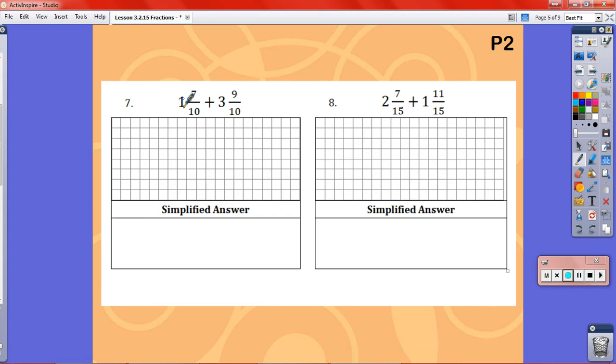Okay, so next we have 1 and 7/10 plus 3 and 9/10. So I could draw the pictures, but that'd be a lot of pictures. So what I'm going to do is go ahead and do tenths. A whole is 1, 2, 3, 4, 5, 6, 7, 8, 9, 10. That's one whole. I have one whole and 7/10. 1, 2, 3, 4, 5, 6, 7. And I need to add 3 wholes, 1, 2, 3, and 9/10. Well, 1, 2, 3, 4, 5, 6, 7, 8, 9. So I have 1, 2, 3, 4, 5 wholes and 1, 2, 3, 4, 5, 6/10.